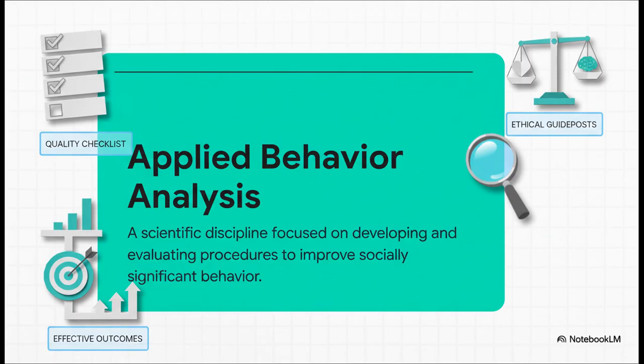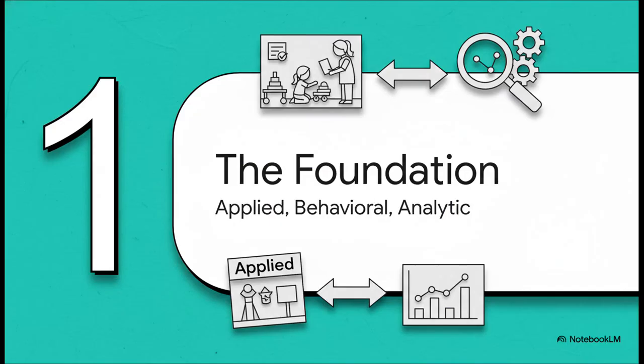Well, it turns out there's a whole scientific approach for this. It's called Applied Behavior Analysis, or ABA for short. And the best part is, it has a quality checklist built right into its DNA to answer that exact question. These are the guideposts that make sure the work is solid, ethical, and actually works. All right, let's get into it.